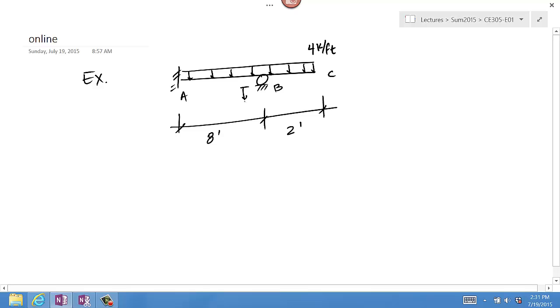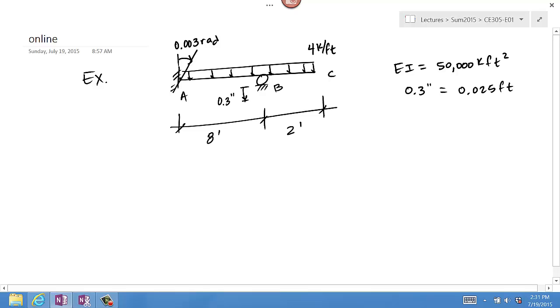So support B will settle by an amount of 0.3 inches and support A rotates clockwise by 0.003 radians. EI is given as 50,000 kip foot squared, and let's see, 0.3 inches is 0.025 feet. This is given. We are asked to solve for all the reactions.